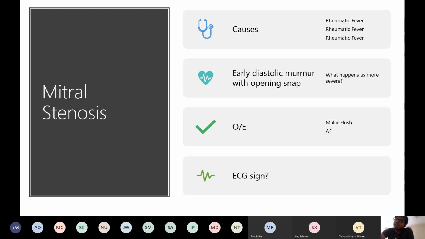And then you can get other signs with mitral stenosis. You can get the malar flush, and AF is actually a lot more common with mitral stenosis than with any of the other murmurs. But of course, AF is one of the commonest conditions in medicine. So a lot of these patients will have concurrent AF anyway.